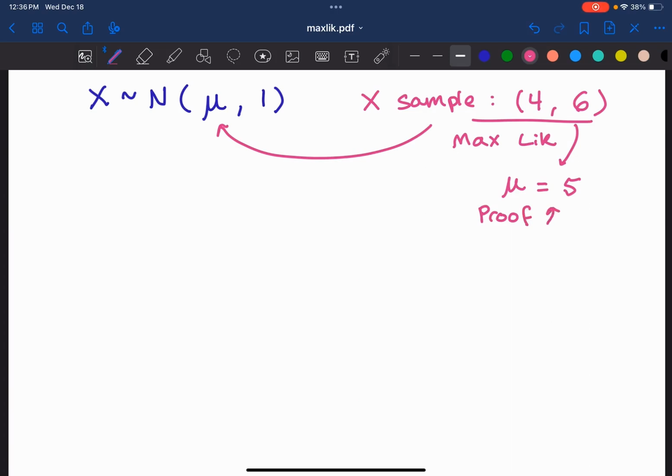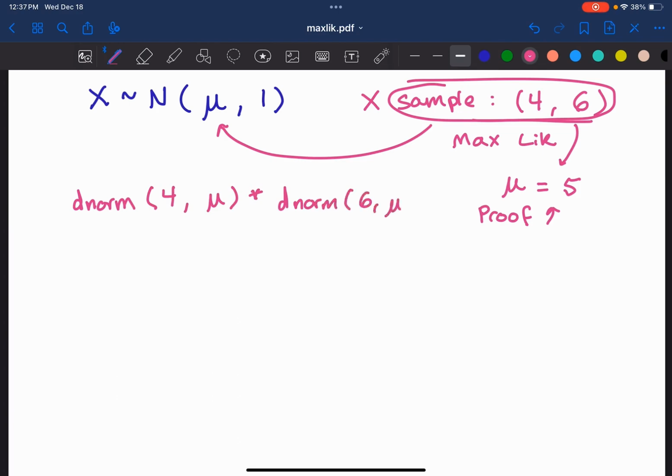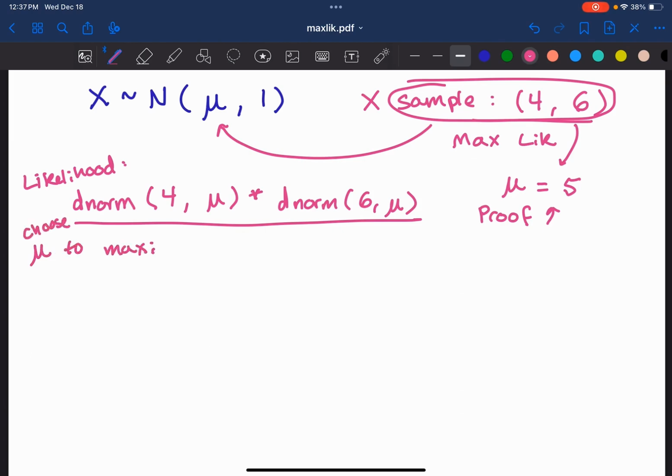So the method of maximum likelihood works like this. We say, what's the likelihood of seeing this sample? We're thinking about the PDF of the normal distribution, the density: the density of seeing 4, given a specific mu, times the density of seeing 6, given a specific mu. This is the likelihood of the sample. And then we're going to choose mu in order to maximize this likelihood.